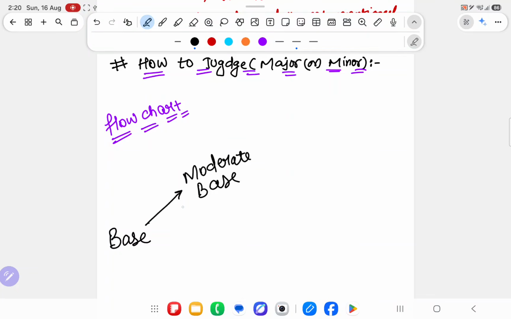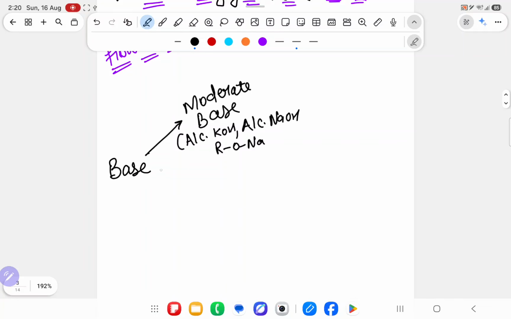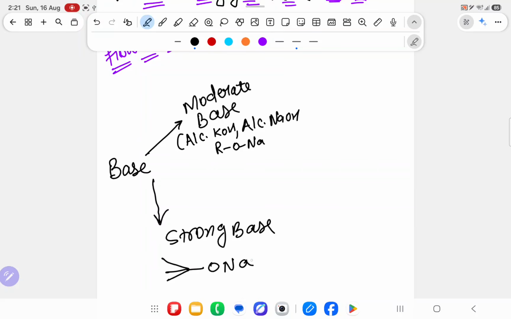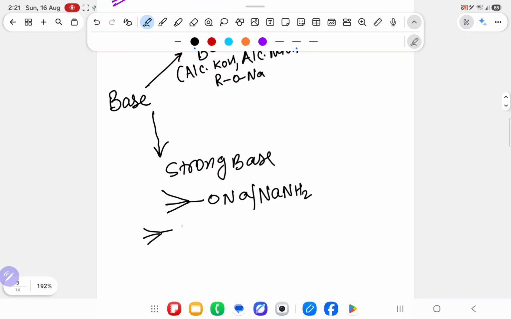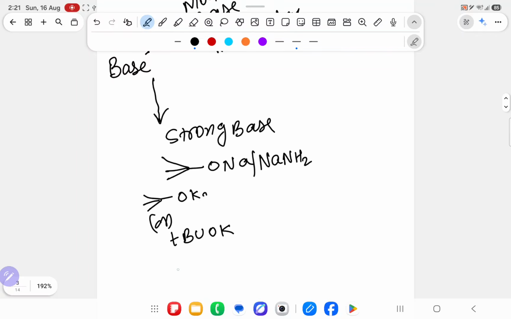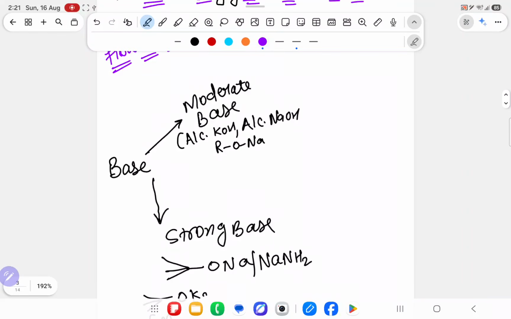What are the moderate bases? Moderate bases are like alcoholic KOH, alcoholic NaOH, or RONa. What are the strong bases? Bulky groups like tertiary butyl ONa, or NaNH2, or tertiary butyl sodium alkoxide or potassium alkoxide. They are strong bases, and the others are weak or moderate bases.